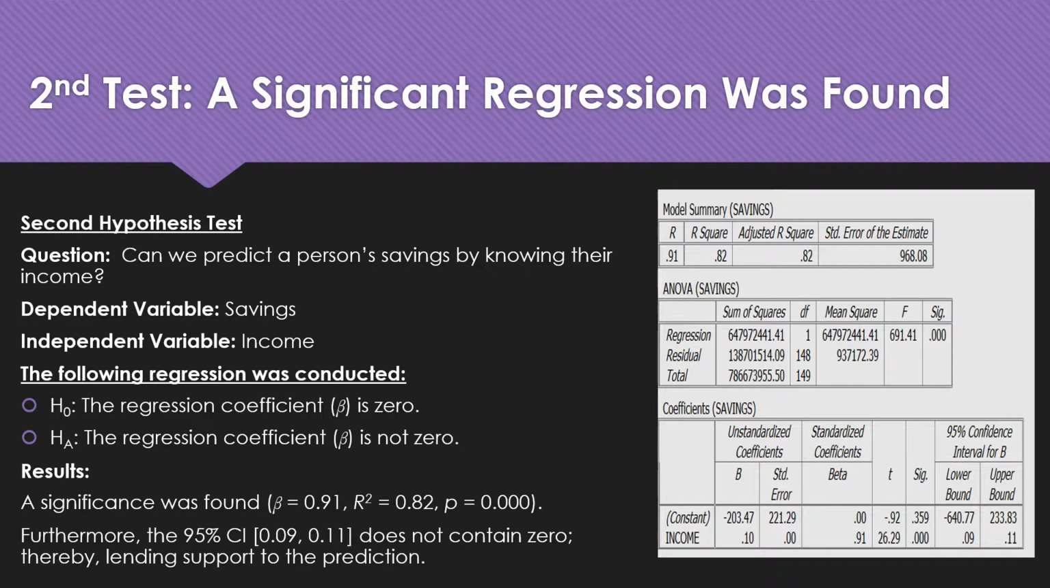On the second test, a significant regression was found. This test, the question asked, can we predict a person's savings by knowing their income, with the dependent variable being savings and the independent variable as income? The null hypothesis is that the regression coefficient, or beta, is 0, while the alternative is that beta is not 0. So with the results, we found that beta equals 0.91, R squared is 0.82, and P 0.00.